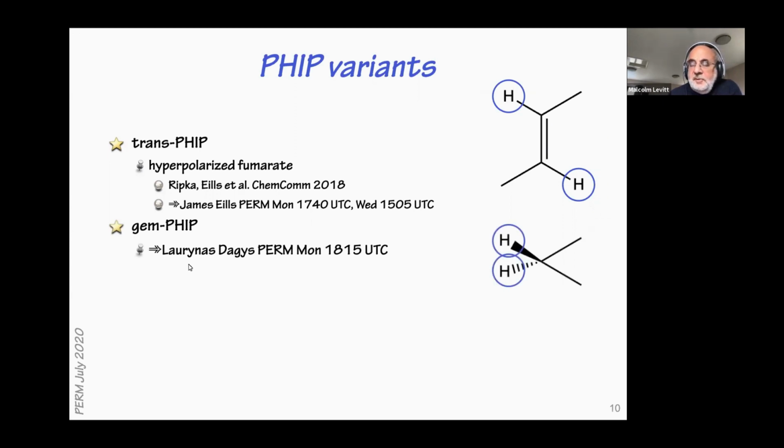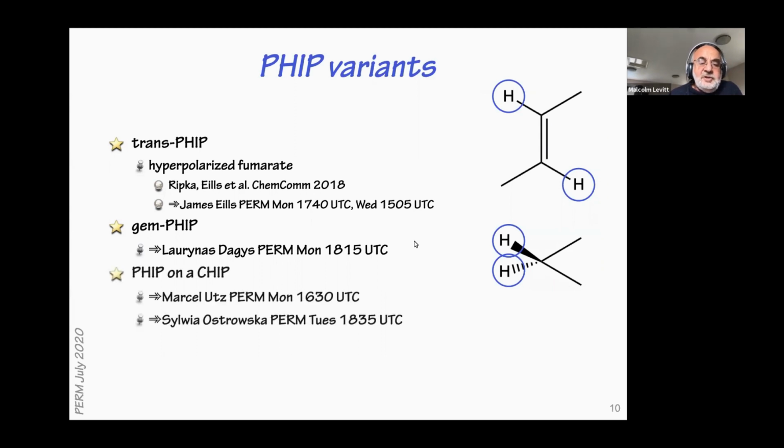We've also been doing some work with geminal hydrogenation, in which the 2 hydrogens end up on the same carbon atom and so generate a methylene group. And Lorinas is going to talk later today about that. That's potentially interesting because a lot of molecules, of course, have methylene groups. And also the 2 protons are close together, so that gives a very long-lived singlet state, typically. And in addition, we've been collaborating with a group of Marcel Utz, who will be also talking later today on the work of doing parahydrogen on a chip, so PHIP on a chip, which is showing some promise as well.